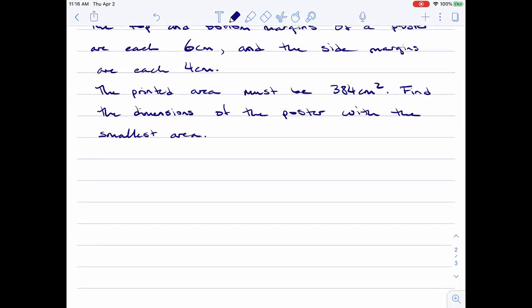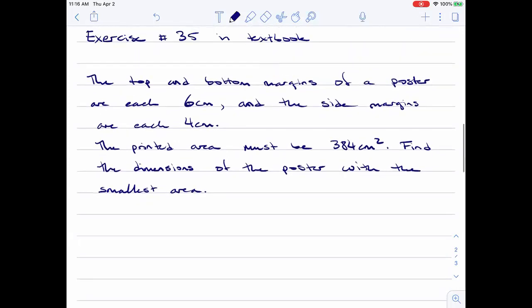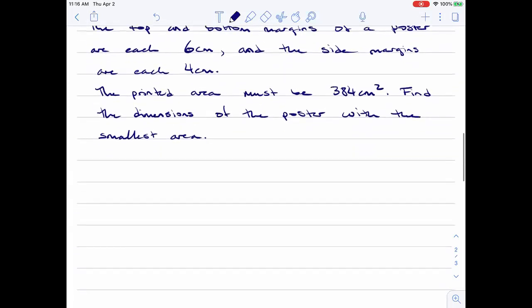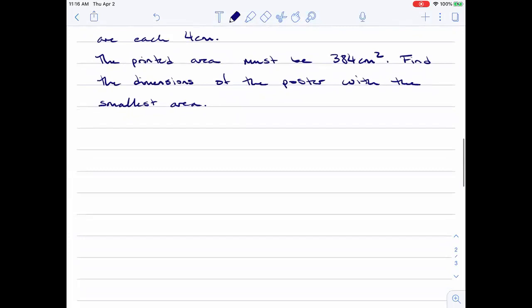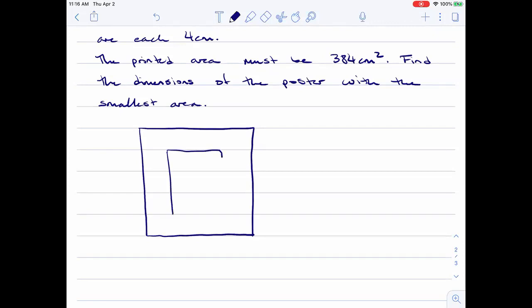So these can be kind of tricky, right? Because you're given a word problem like this. We're not really used to word problems, or well, some related rates type questions. But word problems aren't that easy to deal with, so we start and we draw out the situation. So we've got this poster, and in the middle, we've got some printed area here.